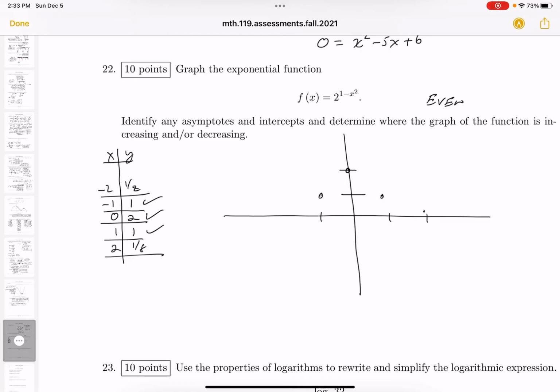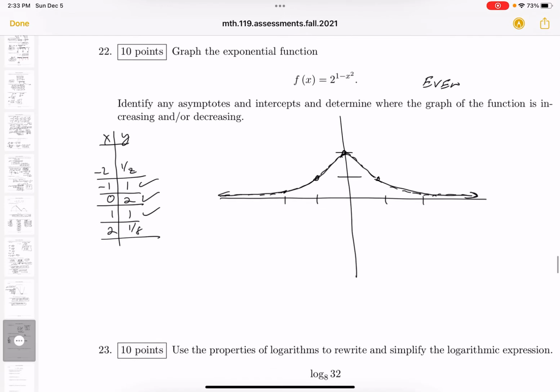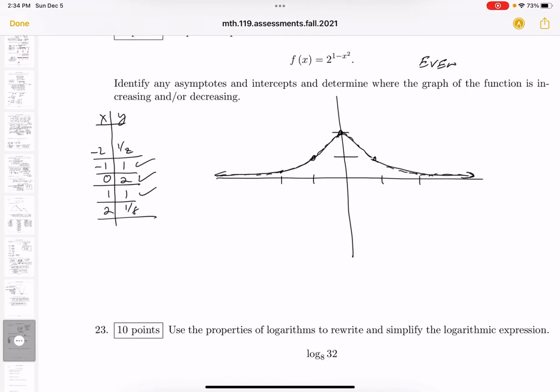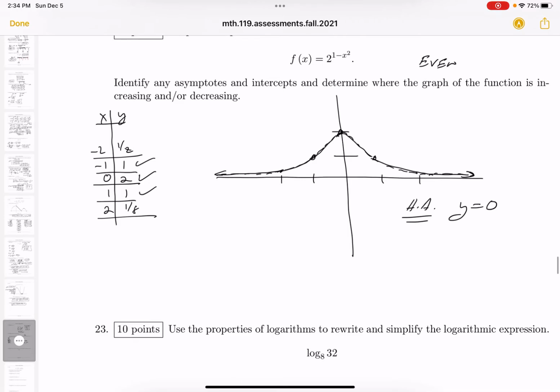Well, I got a really good idea what's happening with this. They're getting smaller. And again, I'm not saying this is perfect, but it's good enough. So I graphed it. Next thing is identify the asymptotes. I do see one. There's a horizontal asymptote, and that horizontal asymptote is y equals 0. Okay, identify intercepts. I see a y-intercept, and that's going to be 0, 2.